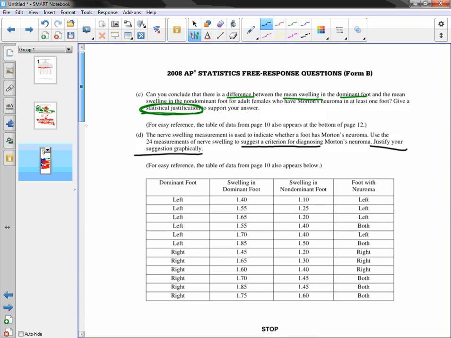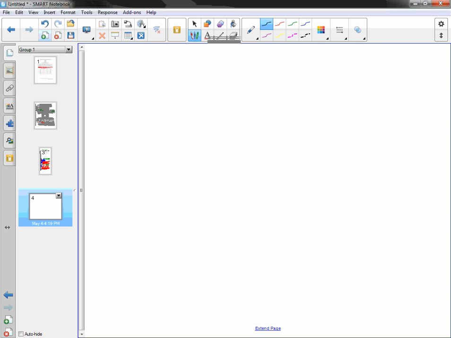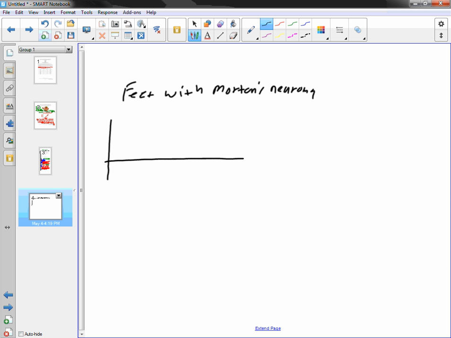So I'm going to go down to the bottom of this page. Actually, I'm probably just going to use a new page, and I'm going to try to set up 2 different graphs: the one with Morton's neuroma and the one without. Okay, so let's do feet with Morton's. All right, and I'm just going to make a dot plot here.